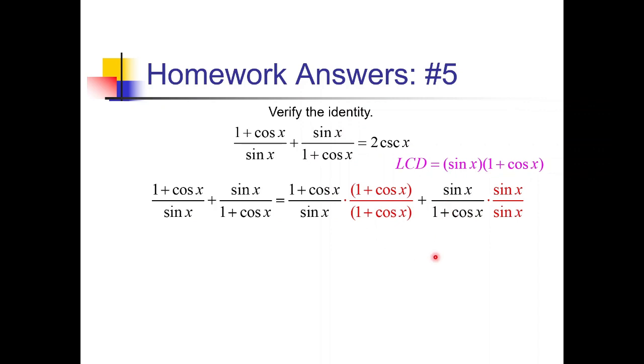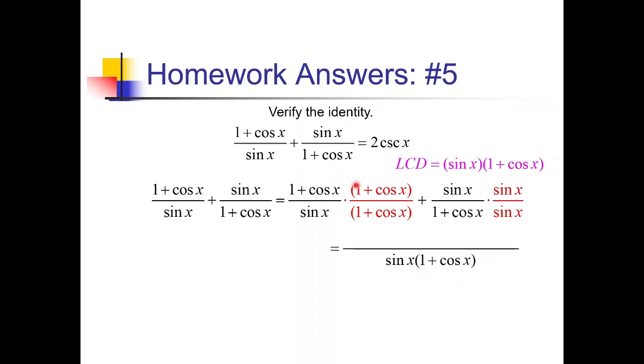Let's do the easy part first. The denominator is just going to be sine of x times 1 plus cosine of x. And I'm actually going to move everything into one big fraction right away, so that is my common denominator that I can keep.